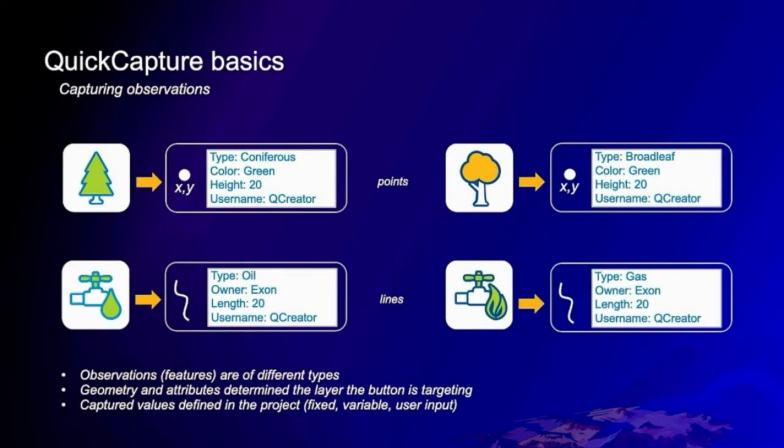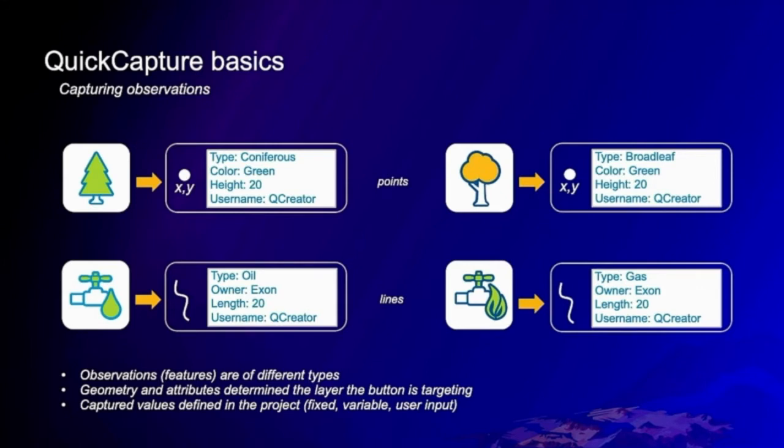In ArcGIS, features have a geometry type, either point, line, or polygon, and that's defined by the layer. They have a geometry, they have attributes, i.e. fields that allow different values, numbers, text, etc. Again, this is defined by the layer. And they have attribute values, and these attributes really define the type of feature. As tapping on a button in QuickCapture creates features, if you want to create different feature types, then you need to create different buttons. Let's take a look at some examples.